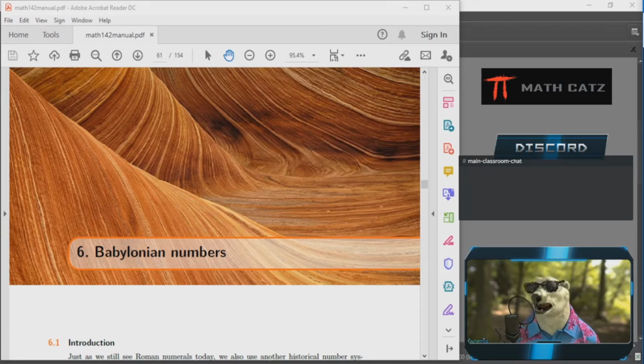What they did have a lot of access to is clay. So they decided to use this clay medium to represent their numbers. But of course, you can't write on clay as you could with ink and paper. So how do we represent numbers then?